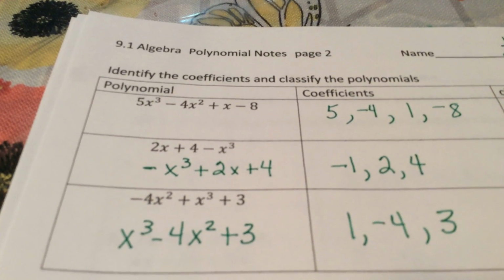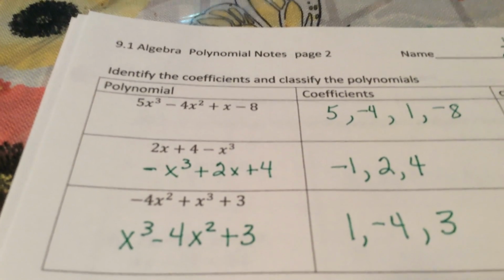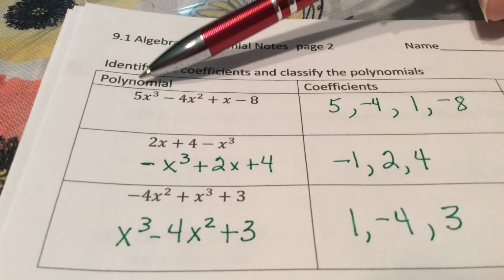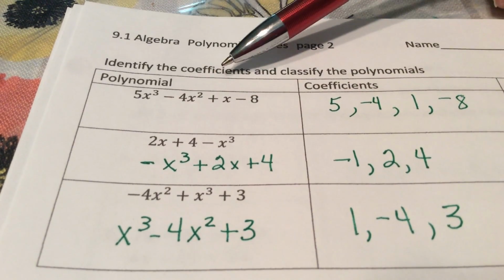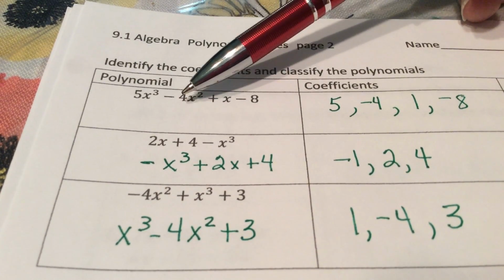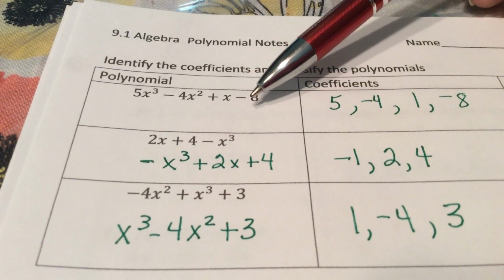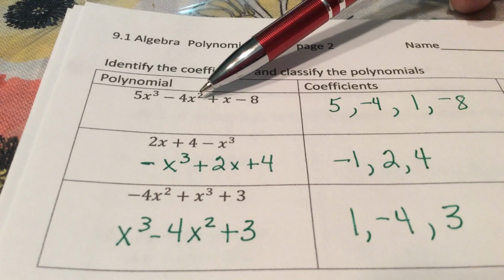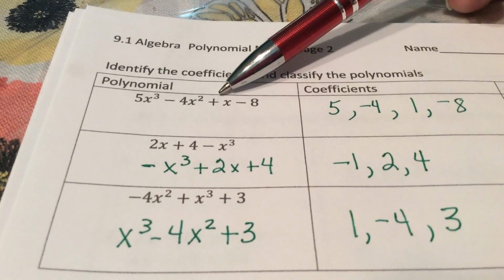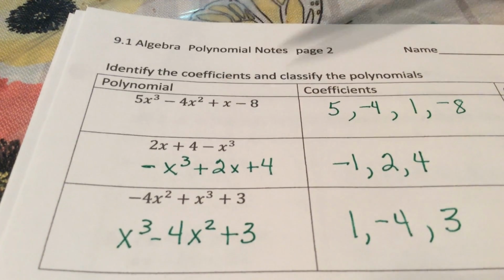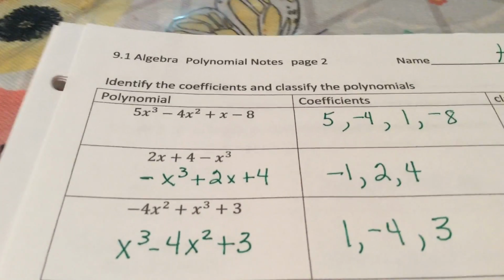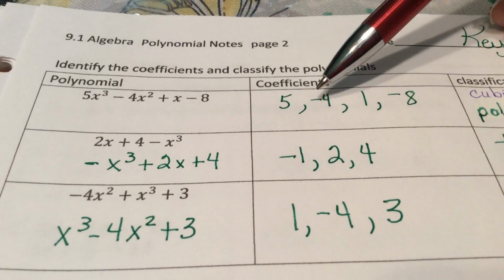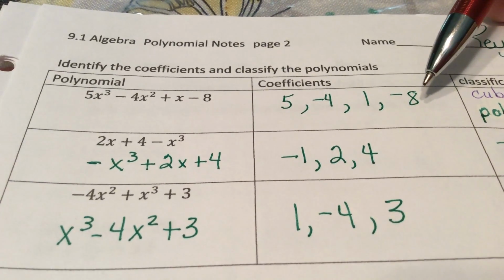This lesson is basically about doing standard form and also just using your terminology. In this polynomial, it says to identify the coefficients. The coefficients are the numbers in front of the letters. So on this one, we have a coefficient of 5, a negative 4. This doesn't have a 1, but it's understood to be 1, so we put a positive 1 over here. Notice that the signs go with it. And a negative 8. So our coefficients are 5, negative 4, 1, and negative 8.